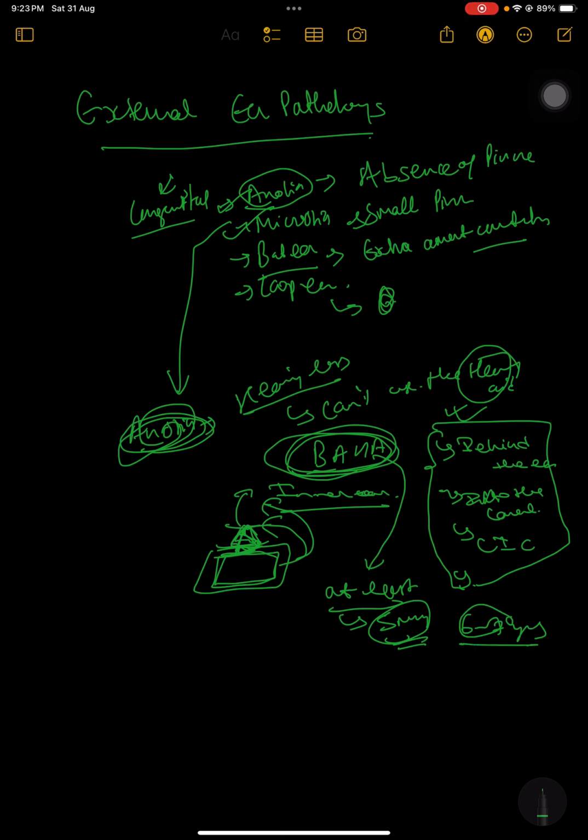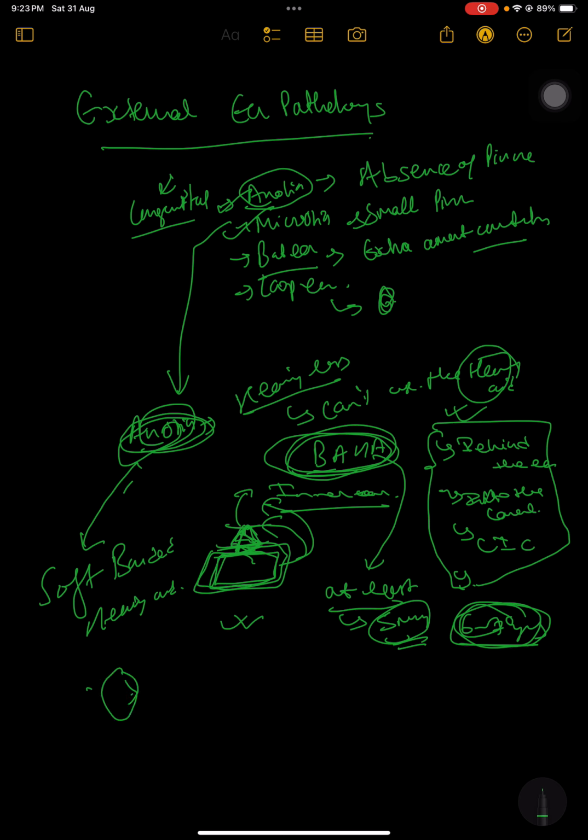So if a person is born with anotia, I cannot wait 6 to 7 years to insert a BAHA. So what will I do? I will use a soft banded hearing aid. It's similar to this type of device, but it's like a band. If this is a person, then the band is placed like this over here. This is a soft banded hearing aid, and it is kept at the level of your mastoid.